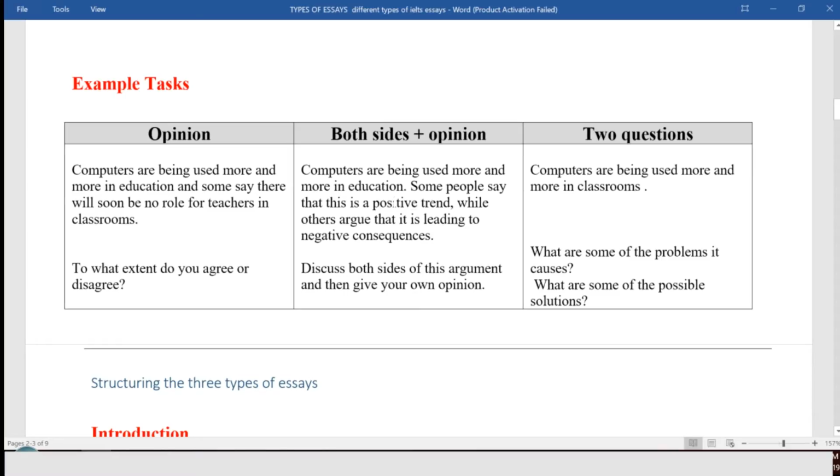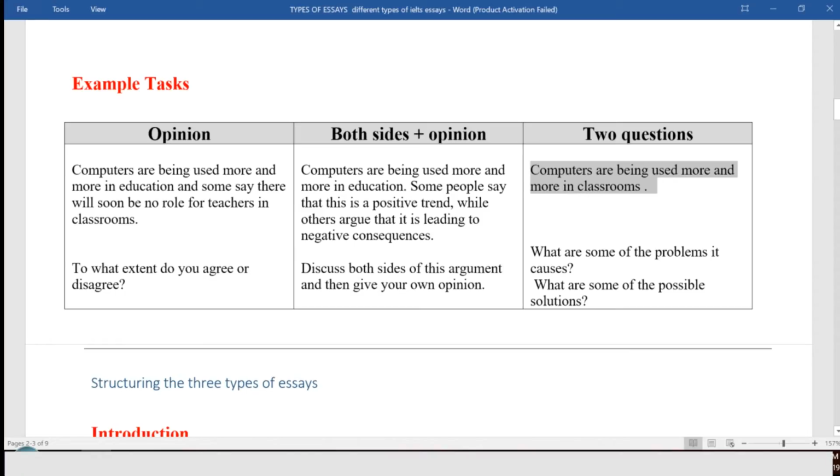So the two sides of the argument are why it's positive, why it's negative, and then you're required to give your own opinion, which is probably going to be whether overall the advantages outweigh the disadvantages or the other way around. Now turning to the two question essay, here's the topic.